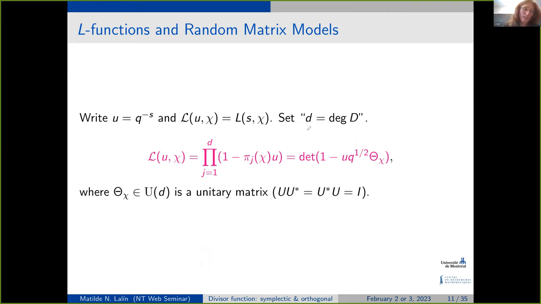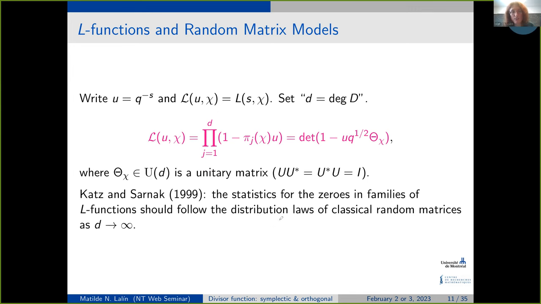But anyway, the picture given by the Weil conjectures is that we can write this polynomial as a product of linear factors, where the reciprocals of the roots, which I call pi j of chi, have absolute value square root of q. In this context, one can think of this product as a determinant, as a characteristic polynomial of some matrix that, after normalization, we can view as a unitary matrix, this theta of chi. So these are the matrix models that show up in this context.